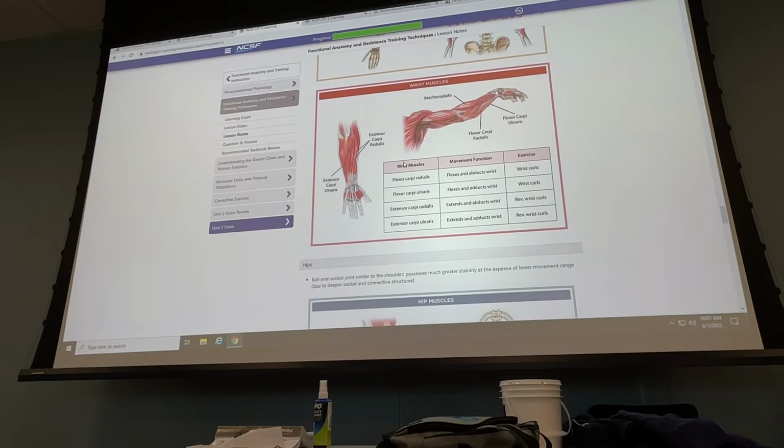Flexor carpi ulnaris, so it's closer to the ulna on the ulnar side, so it should be on the medial side. Something like wrist curls. Extensor carpi radialis, those are going to be on top, the extensors. Okay, and then carpi ulnaris. So obviously one is going to be closer to the radius, and one's going to be closer or attached to the ulna. That's why they're called those names.